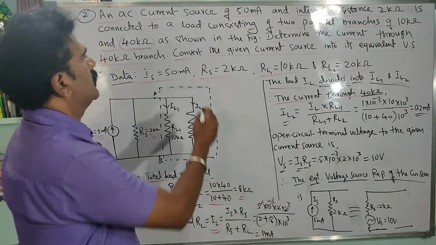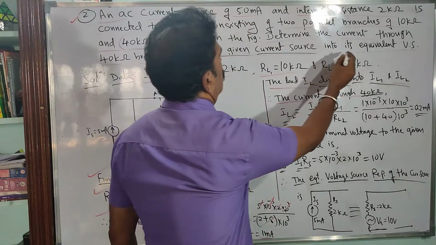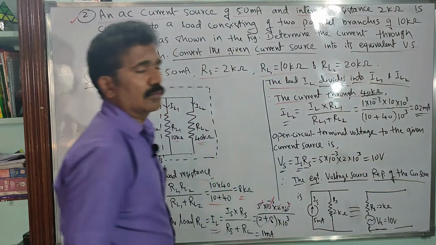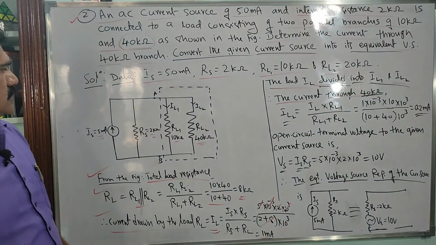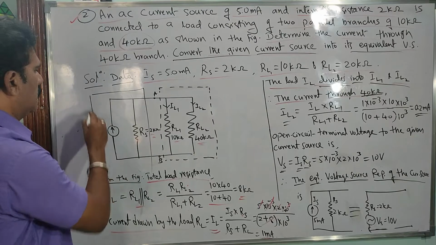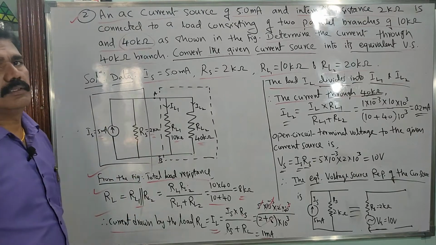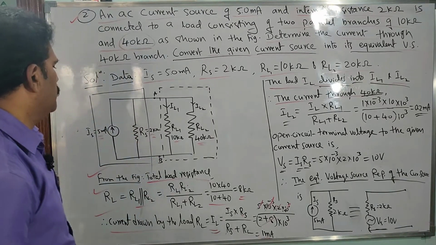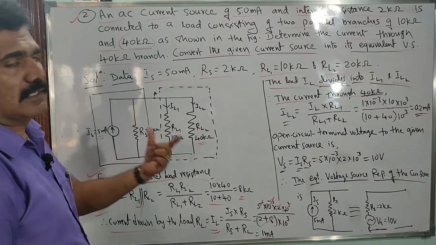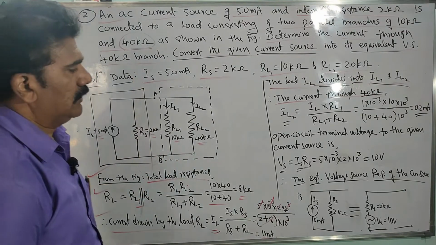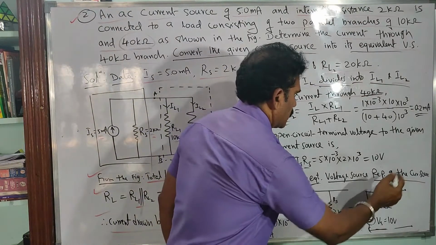Okay, next part is to convert the given current source into its equivalent voltage source. How do you do it? This is the part of the current source, right? So you have to calculate the equivalent voltage first, then you can convert it to an equivalent voltage source, right? So the equivalent voltage is to be calculated.